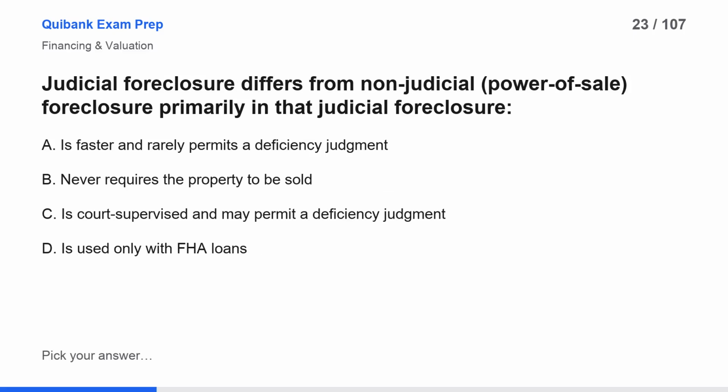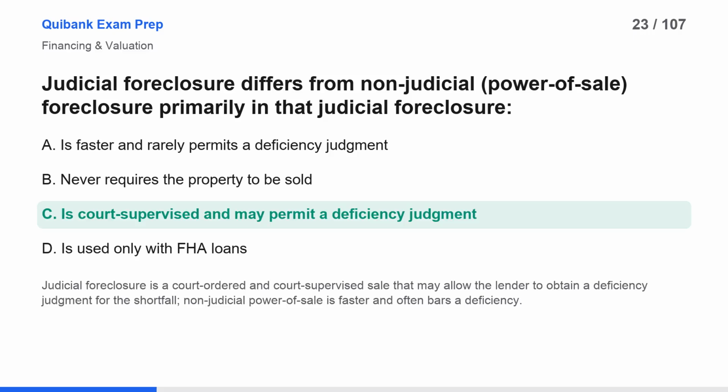Question 23. Judicial foreclosure differs from non-judicial power of sale foreclosure, primarily in that judicial foreclosure A. Is faster and rarely permits a deficiency judgment. B. Never requires the property to be sold. C. Is court-supervised and may permit a deficiency judgment. D. Is used only with FHA loans.